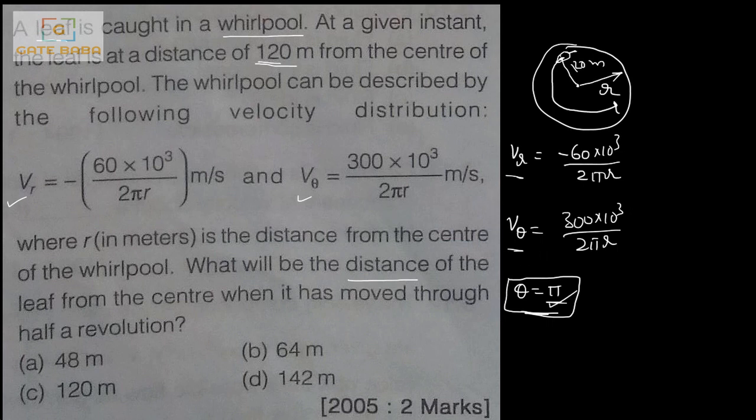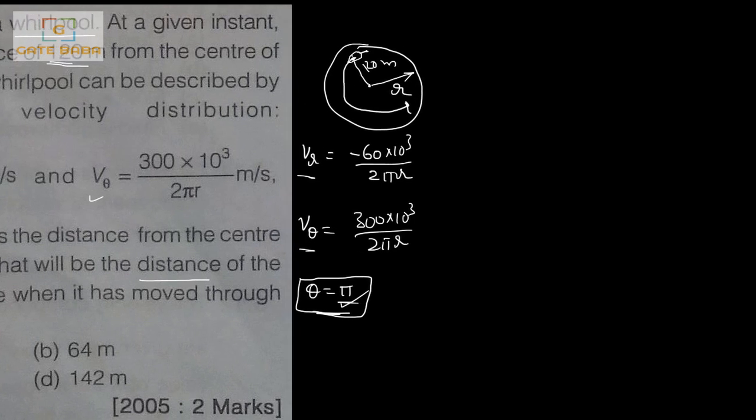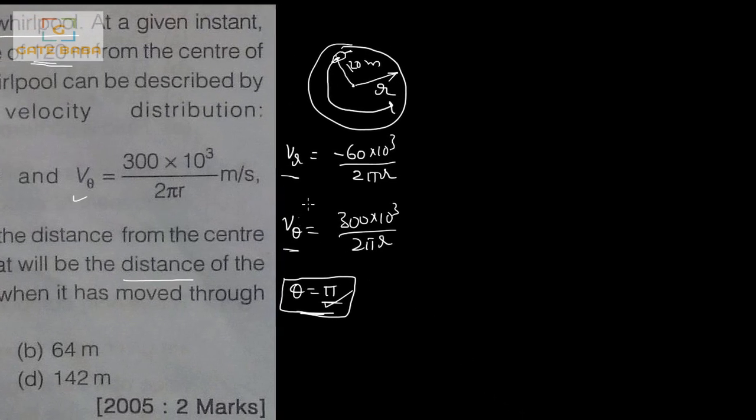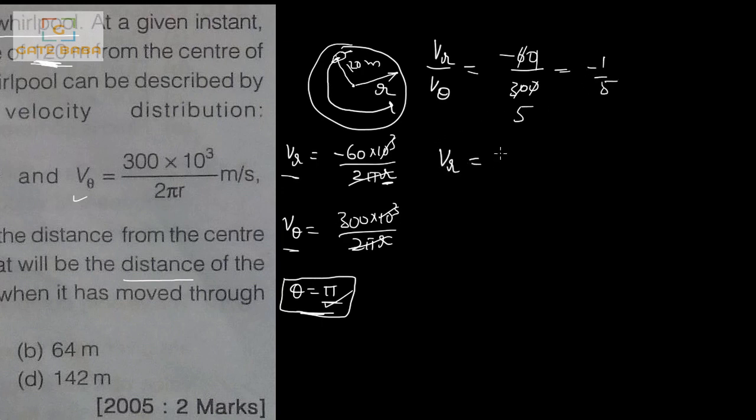So how do we find that? The first way is to get the ratio between Vr and V theta. That is the only way we can find a relation. So what is the ratio of Vr divided by V theta at a given radius? We know one radius, that is 120 meters, given in the problem. So I am applying that 120 meters here. 2 pi r gets cancelled, 10 cube cancels. So minus 60 by 300, that is minus 1 by 5. So Vr is given by minus 1 by 5 V theta.